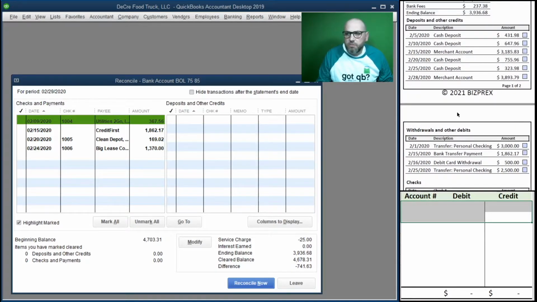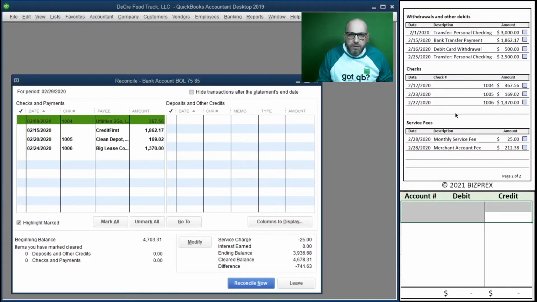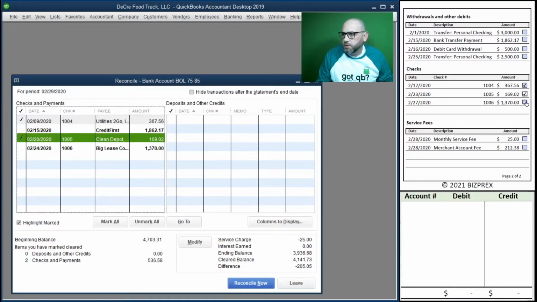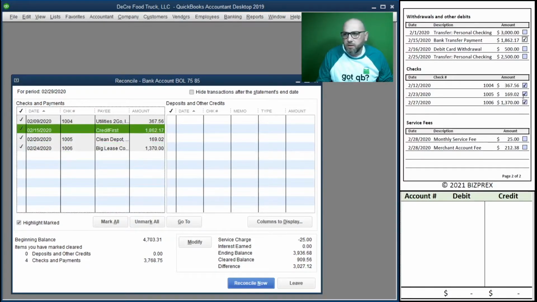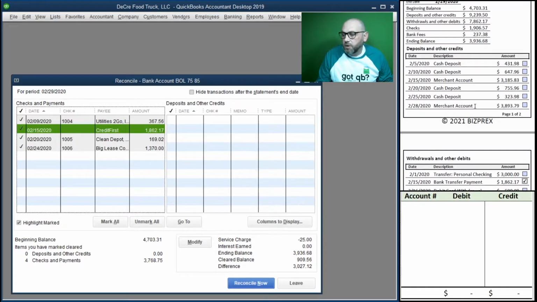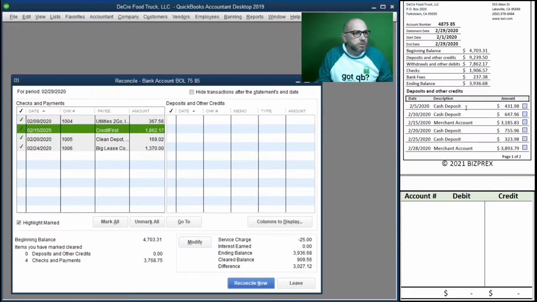Okay, so what do we have here? Let's reconcile what we have. We have the checks, and the check numbers match, and the amounts match, so that's excellent. We can go ahead and check those off. We also see our bank transfer for the credit card payment. We can go ahead and do that. And now we have deposits that we have to post. Let's go ahead and start with those. So we're going to be posting deposits.